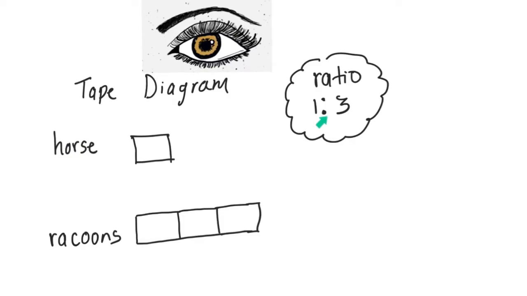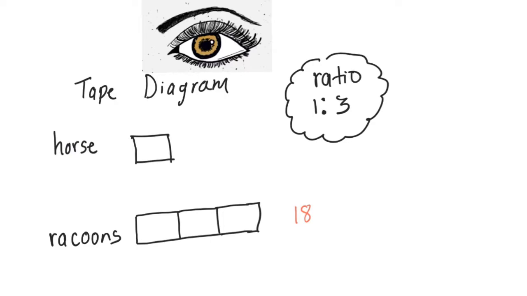So we're going to keep in mind the ratio 1 to 3. We're going to represent the horse with one little rectangle or square, depending how you do it. And then the 3 raccoons are going to be represented by 3 tape diagrams. That is how you represent the ratio 1 to 3. Now, how are we going to use that to solve the problem? Well, we're going to use the information they gave us and we're going to write it. They told us that we had 18 raccoons. Remember, that was the problem.